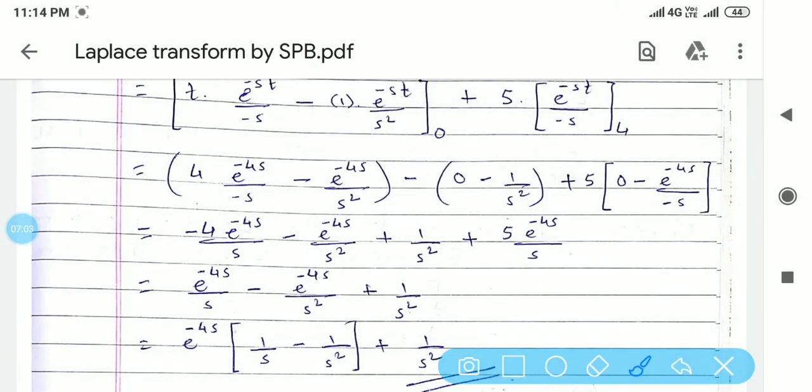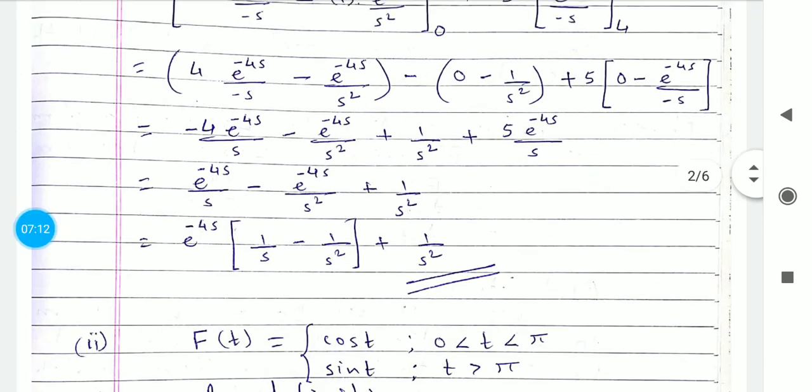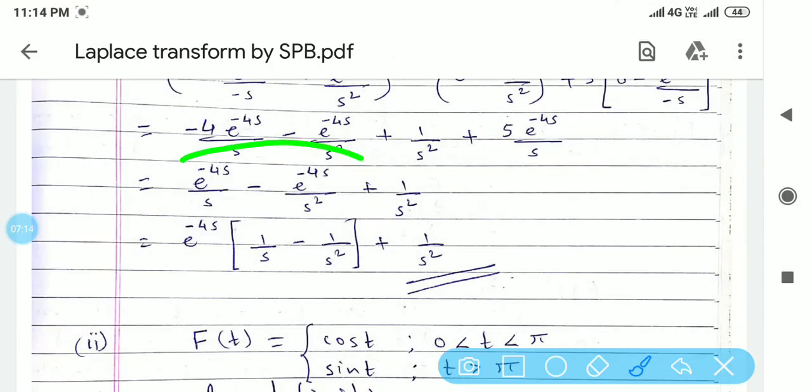So this becomes e raised to minus 4s by s, and the other two terms stay as they are. Now from the first two terms we'll take e raised to minus 4s as a common factor. So e raised to minus 4s, and the remaining terms are 1 by s minus 1 by s square plus 1 by s square. So this is the Laplace transform of the given function.